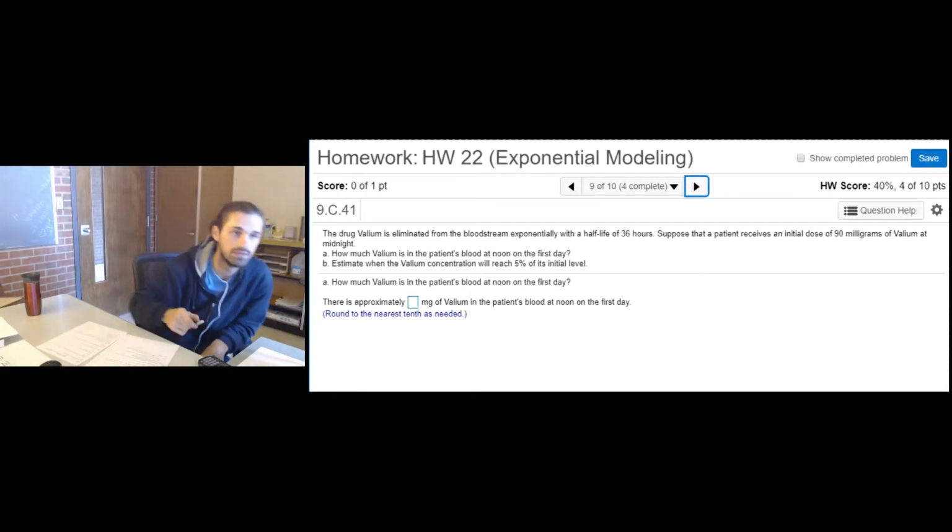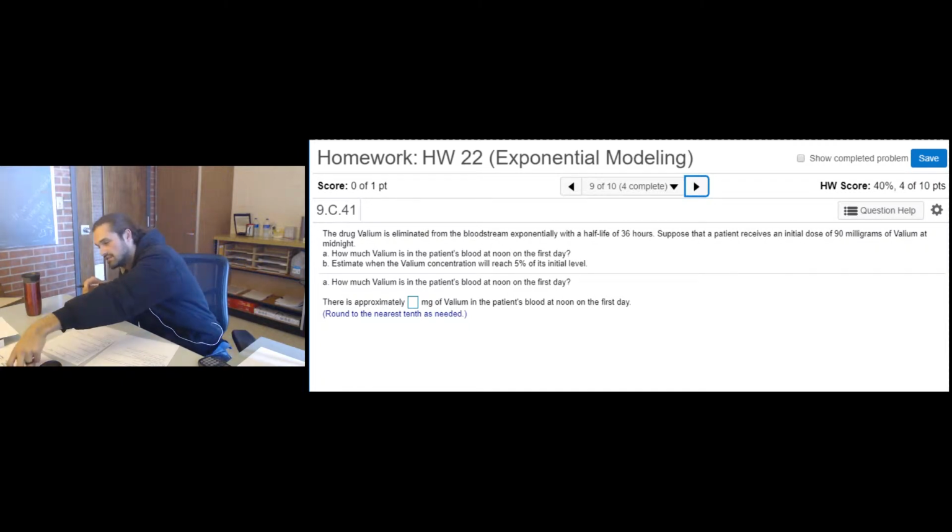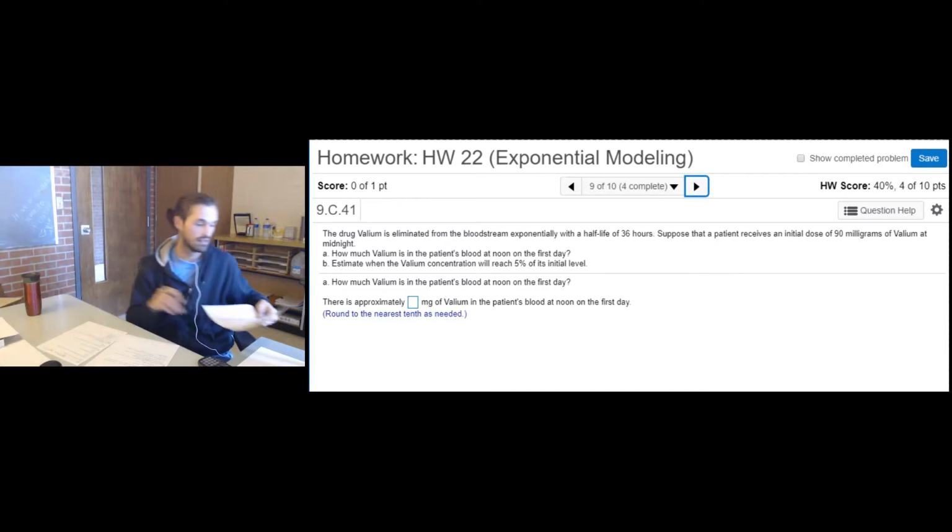Okay, so on to the last video for homework 22, exponential modeling. The drug Valium is eliminated from the bloodstream exponentially with a half-life of 36 hours. Suppose that a patient receives an initial dose of 90 milligrams of Valium at midnight. How much Valium is in the patient's blood at noon on the first day?